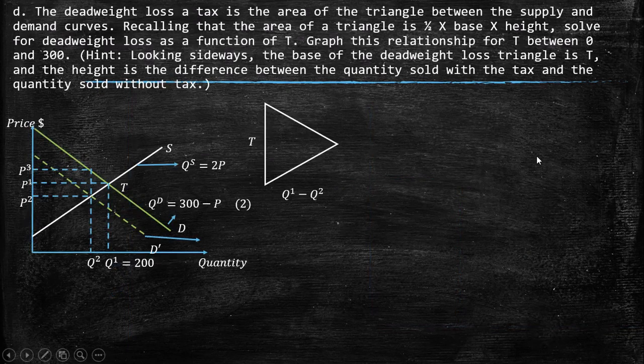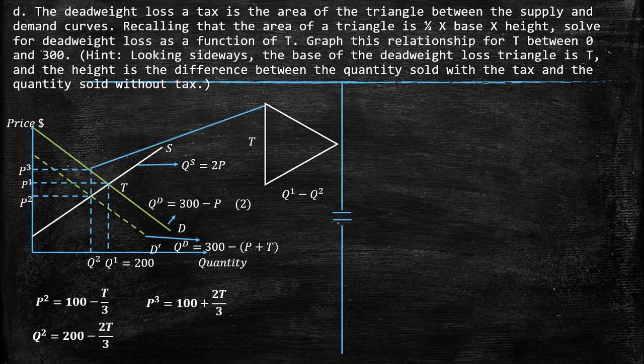So now we need to think about the deadweight loss. The tax deadweight loss is the area of the triangle between the supply and demand curves. Recalling that the area of a triangle is 1 over 2 times base times height. Solve for deadweight loss as a function of t. Graph this relationship for t between 0 and 300. So the same case as the previous case. There is a hint here: looking sideways, the base of the deadweight loss triangle is t, and the height is the difference between the quantity sold with the tax and the quantity sold without the tax.